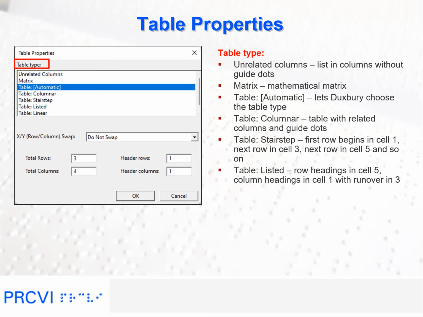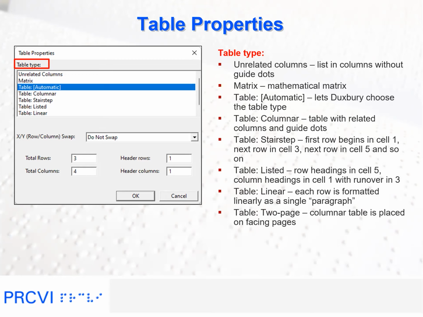In linear table, each row is formatted linearly as a single paragraph. It can be used for wide print tables. In table 2 pages, columnar table is placed on facing pages. This table type is not working properly as per the format's guidelines. I will be showing you examples of all the above table types except 2-page columnar table.